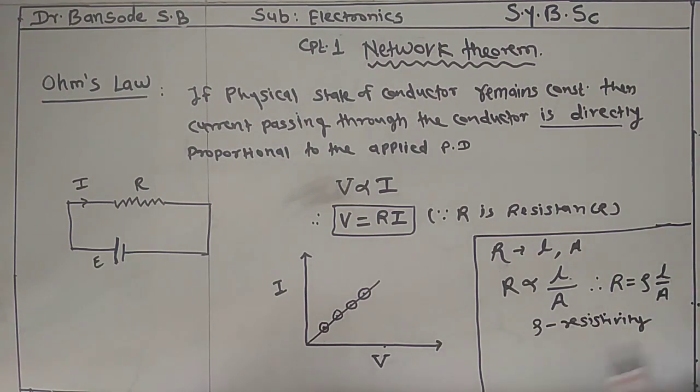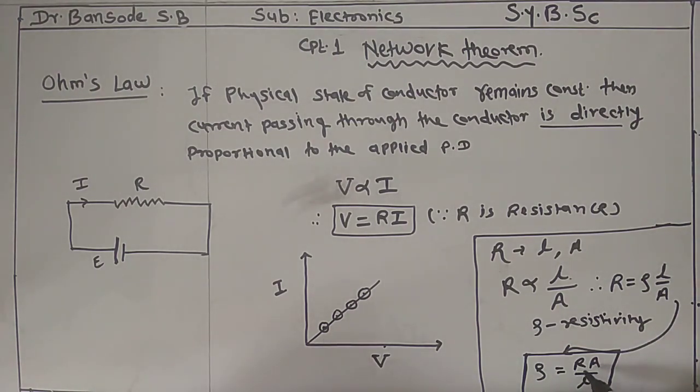So from this formula we can derive the formula of resistivity. It will be rho is equal to, on the left side R is at the denominator. If we shift it toward the right side, then it will be a multiplier to the R. Therefore rho is equal to RA by L. So this is the formula of our resistivity, which we already studied before.